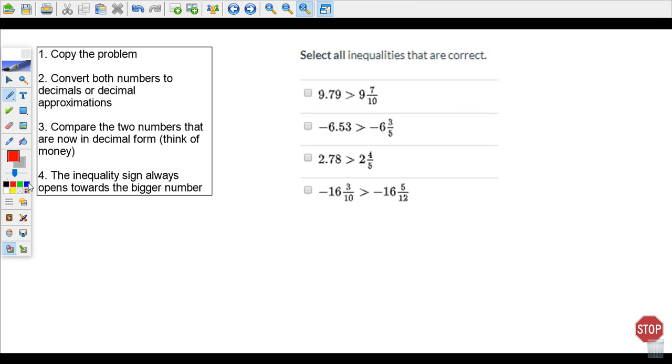One more, and then we'll be done. So 9 7/10, change it to 9.7. If you want, go ahead and carry it out. We see this is 2 decimal places, so let's just make both of them 2 decimal places. Compare it like money. 9.79 is bigger than 9.7. That is true.